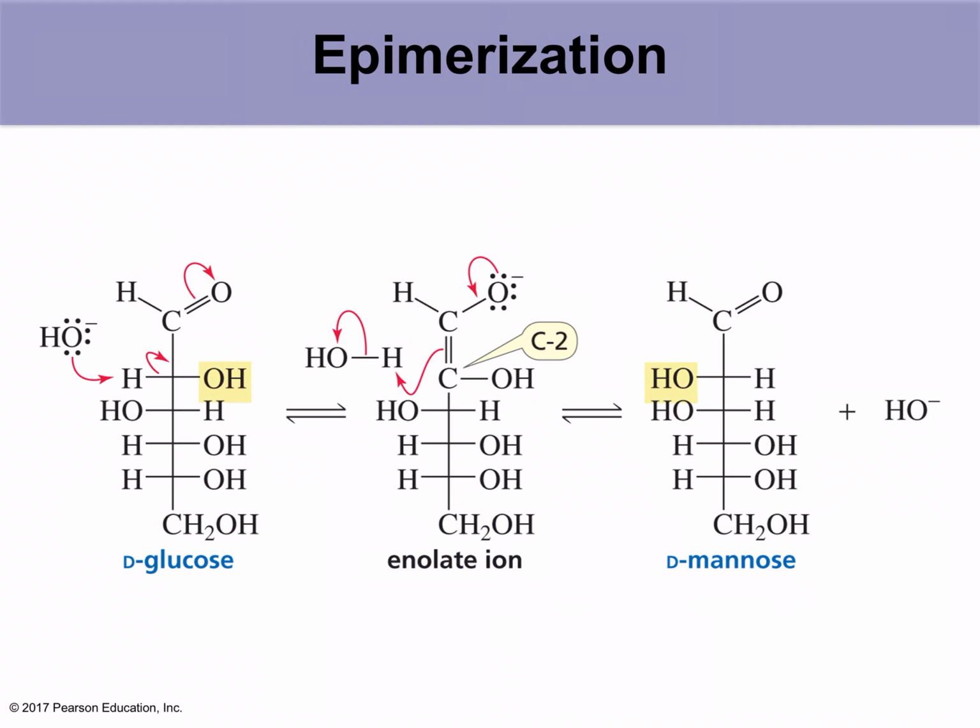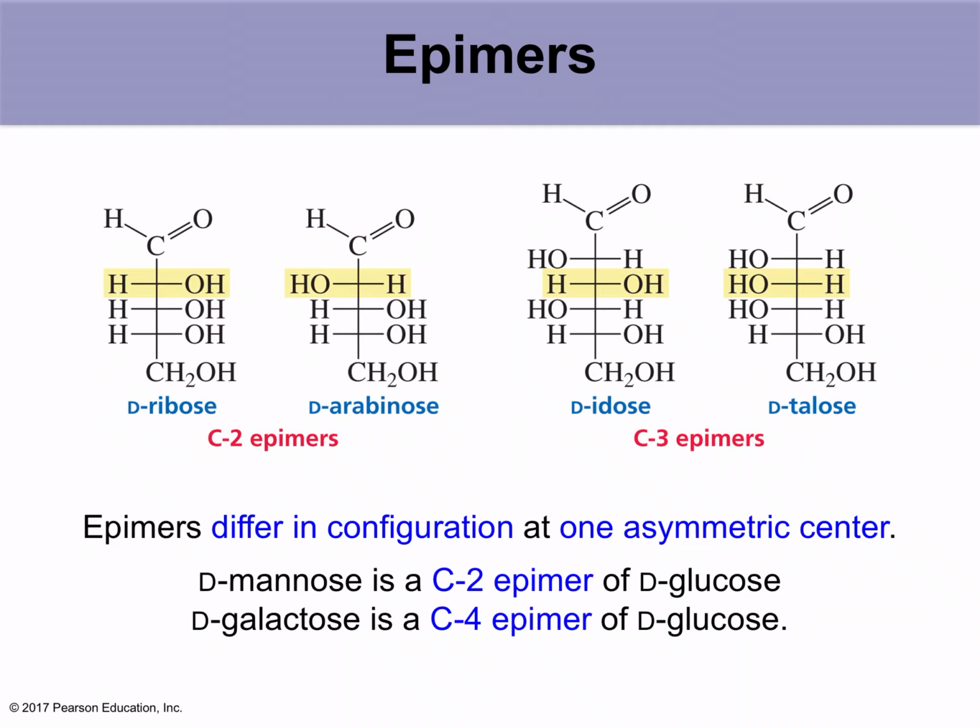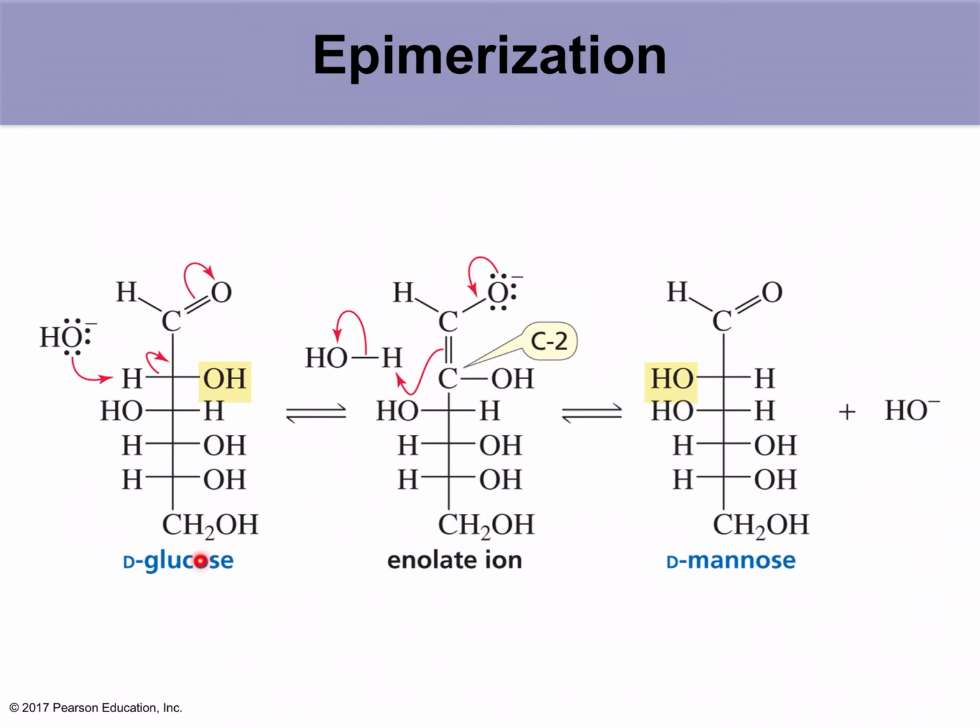So how does the epimerization take place? Now this is the mechanism. This happens in the presence of a base. So this is D-glucose. Remember we said glucose and mannose, they are C2 epimers. So now this is the glucose molecule. You have a carbonyl group, you have an OH to the right.